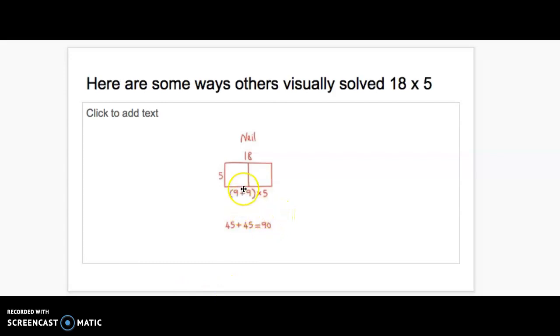For the number 18, he has split 18 into two groups. So he's looked at doubles. So he knows 9 plus 9 equals 18, and he has separated that. And then on the outside here, just like with the area model, he's multiplying by 5. So in here he's doing 9 times 5 equals 45, 9 times 5 equals 45. Then you add these two together and you will get 90.